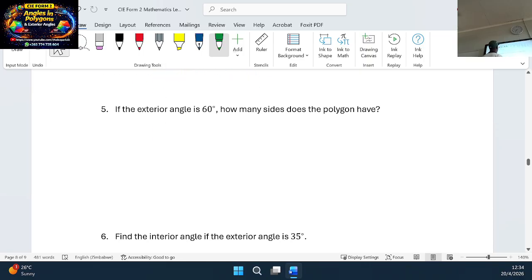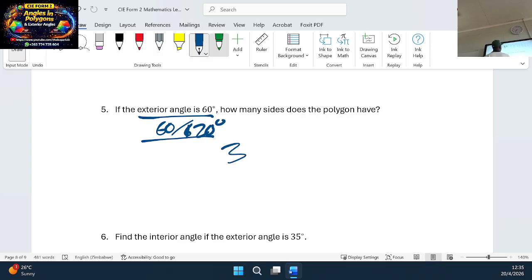Still moving. If the interior angle is 60 degrees, how many sides does the polygon have? Well, if the interior angle is 60, in other words, the supplementary angle has to be 120. So here we have the exterior angle as 120. Then how many sides? We know the sum is 360 over the exterior angle, so here we have got 6 sides.